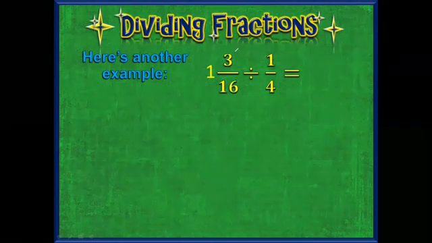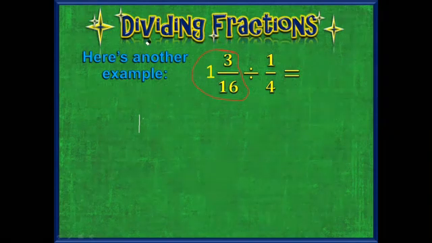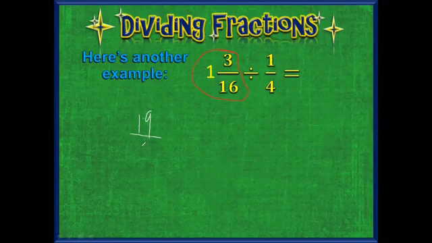In this example, the first one is a mixed number. So before changing the division operation into a multiplication one, we have to change this mixed fraction into an improper fraction. 16 times 1 is 16, plus 3 is 19, out of 16. Divided by 1 out of 4.